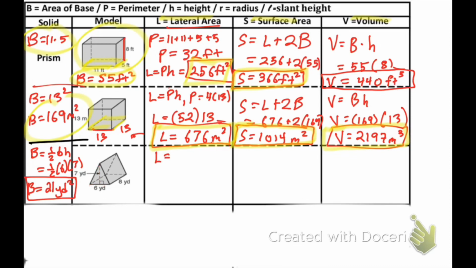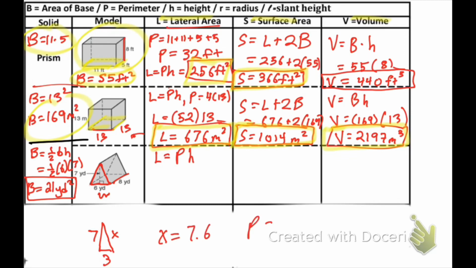Now the lateral area is equal to the perimeter of the base times the height. Well, the height is 8, but what's the perimeter of the base? So I need to add up all those sides here. Well, I have the 6, but what's this side length here? Well, notice that we have a right triangle. The height is 7. Right here, that's a 3. So I can use the Pythagorean theorem to solve for the hypotenuse. So using the Pythagorean theorem to solve for the hypotenuse, that gives me, what is it, 7.6.